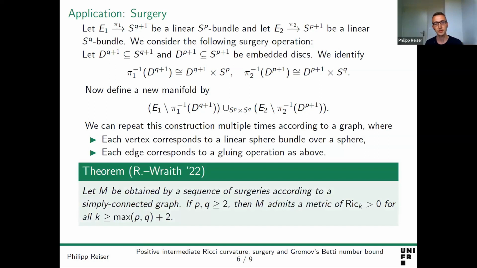The theorem now is, if a manifold is obtained by such a graph, and if this graph is simply connected and these numbers P and Q are at least 2, then we can define a metric of positive Ricci K on this manifold for all K at least the maximum of P and Q plus 2.